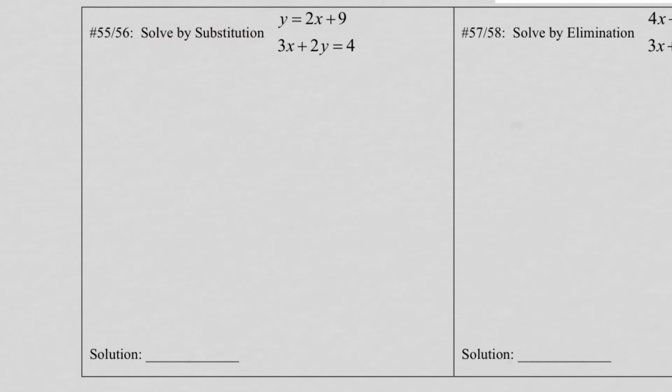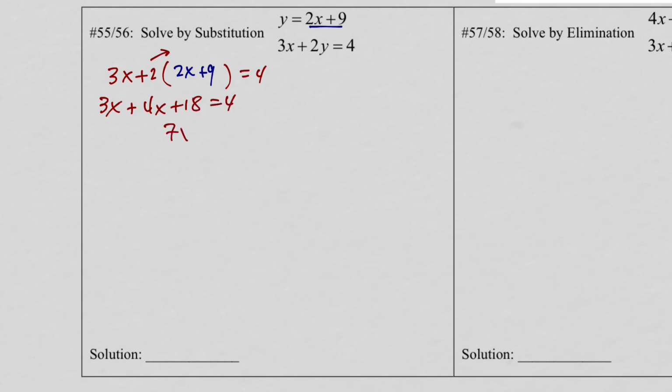Okay, here we're going to solve by substitution. Now, substitution is easiest when one of the variables has been solved for, and that's this case, so that's nice. So y is equal to this. We're going to take this and plug it in there. So we'll write 3x plus 2y, and y is this, 2x plus 9, is equal to 4. I just took this and stuck it in that equation. So now we'll distribute and we'll get 3x plus 4x plus 18 equals 4. So 7x equals, I'll bring this over by subtracting, 4 minus 18 is negative 14. And I'll divide by 7 and I'll get x is equal to negative 2.